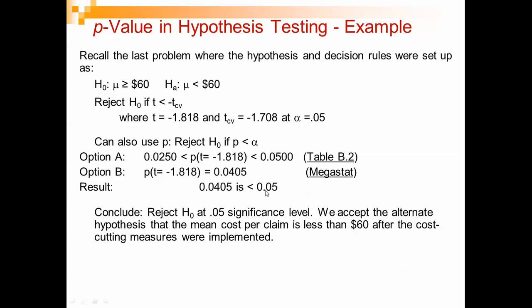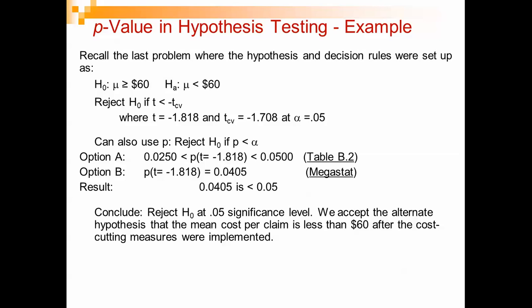So in this case, we reject the null hypothesis at the 0.05 significance level, and we accept the alternate hypothesis that the mean cost per claim is less than $60 after the cost-cutting measures were implemented. If the null hypothesis were true and the sample mean and the population mean were from the same population, we would see a difference in mean cost per claim as large as $3.58 in only 4 out of 100 times.